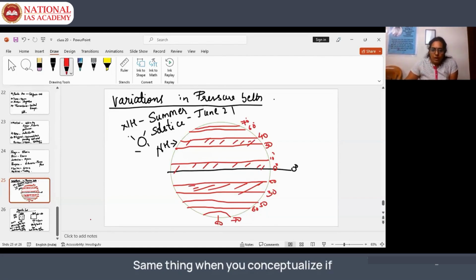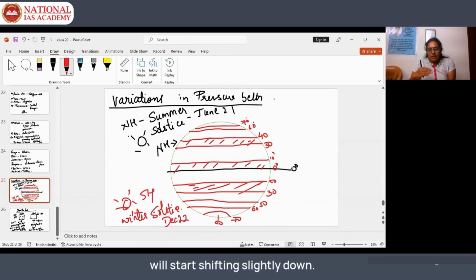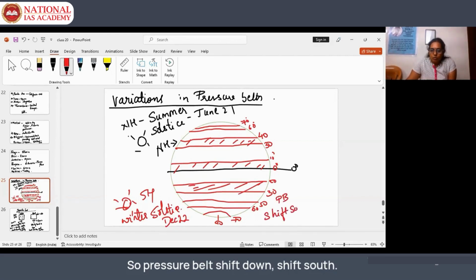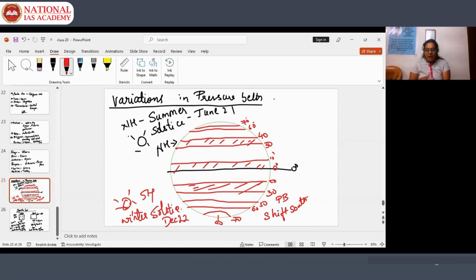Same thing when you conceptualize, if your sun is shining directly on southern hemisphere on your winter solstice, then winter solstice would appear on December 22nd. So then all the pressure belts will start shifting slightly down. So you'll see that they're shifted down by 5 degrees. So pressure belts shift south. Okay, so in case of summer solstice, it shifts north, and in case of winter solstice, it is shifting to the south. Any doubts with this much? Is it clear?